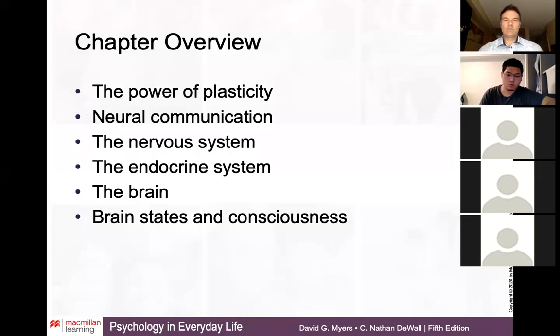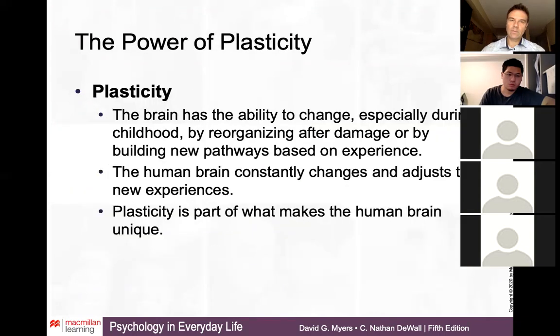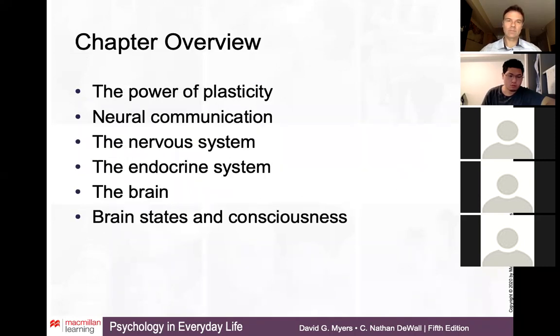So let's start with plasticity, or what's called neuroplasticity. Now, some of you might know this concept, when scientists or people commonly say that the brain is plastic or flexible. What does that mean? Or what do you think it means?